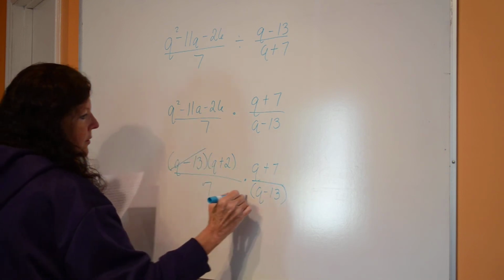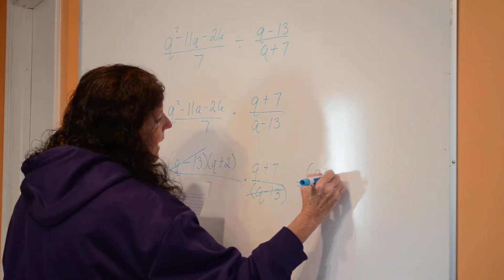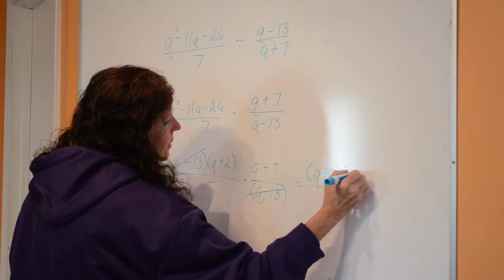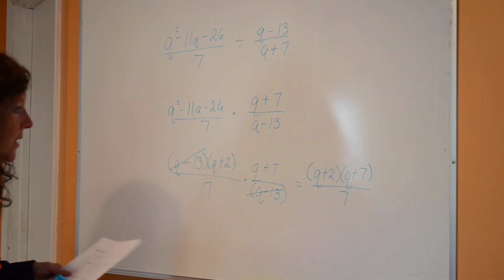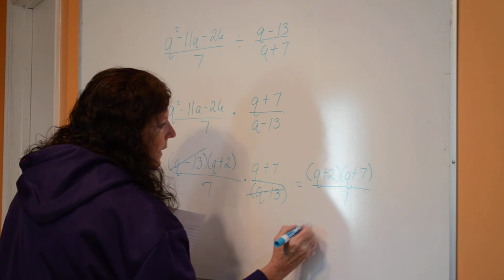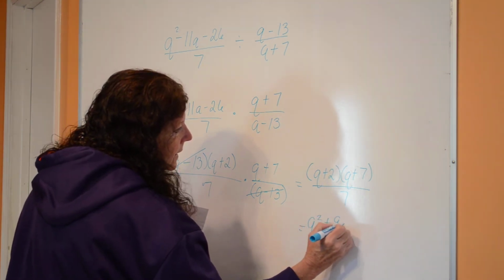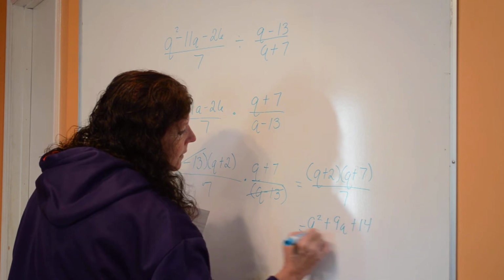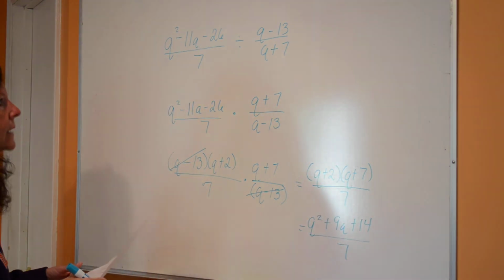The q minus 13 goes away, and you can leave the top just factored out, just like that. If you want to, you could do FOIL there and have q squared plus 9q plus 14 over 7. Either that or that is an acceptable answer.